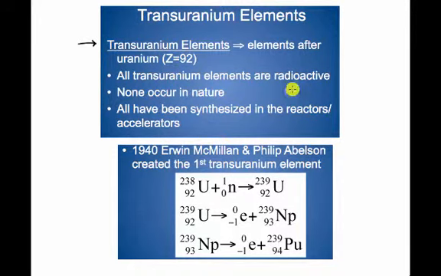And all elements after uranium are radioactive, which we already know because anything above 83, 84 and above are all radioactive anyway. None occur in nature, so these are not naturally occurring, and all of these have been synthesized in some sort of reactor or accelerator somewhere on the planet. Somebody has done this and created this, and this is still going on today.